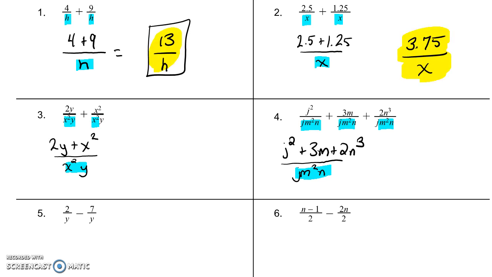Alright, so here's 1 and 2. Hopefully we got those 2. 3 and 4, definitely a little bit trickier, but if we got to this point, I'm really happy. And so should you be, because they are complete. Those are done. There's no like terms to combine in your numerators. 2y plus x squared, that's all we can do, that's all we can write. Same thing with number 4, j squared plus 3m plus 2n cubed. I'm not concerned about the order, it's all addition, so we're in good shape.